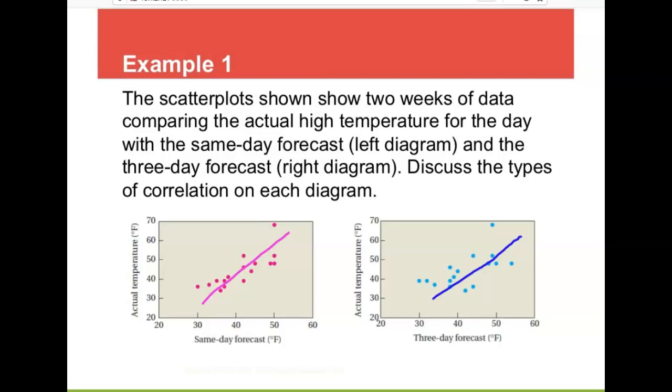And so this makes sense, right? This is the same day forecast versus the actual temperature that day. And this is the 3-day forecast versus the actual temperature 3 days later. You're going to have a higher correlation with same day forecast and temperature that day just because you have more information available to you for the same day forecast than you have for 3 days from now, right? Great.